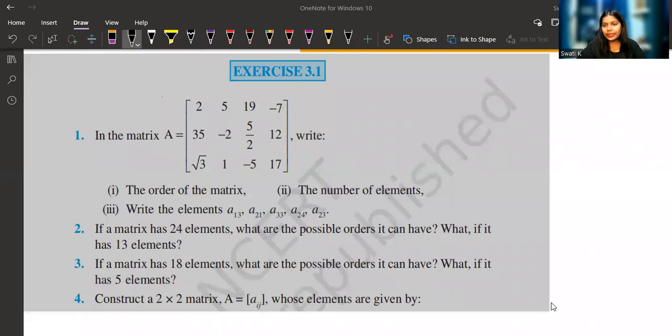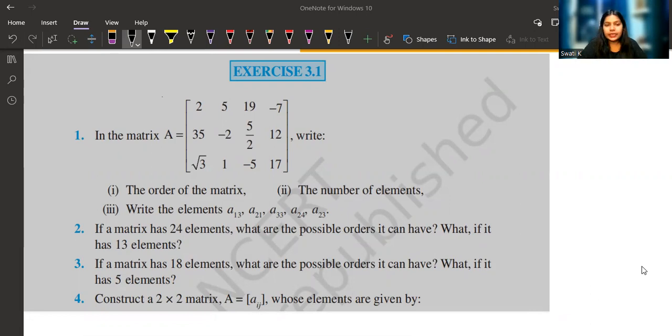Okay, so this is basically exercise 3.1 NCERT questions. So I'm going to make you understand all these questions in detail, like a proper solution I'm going to give you so that there will be no doubt. So let's start with the first question.